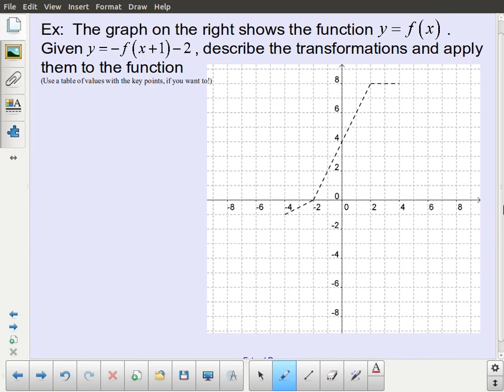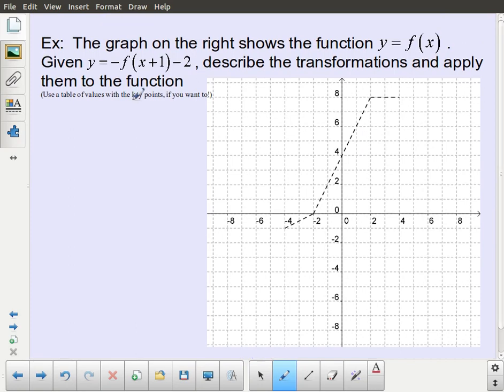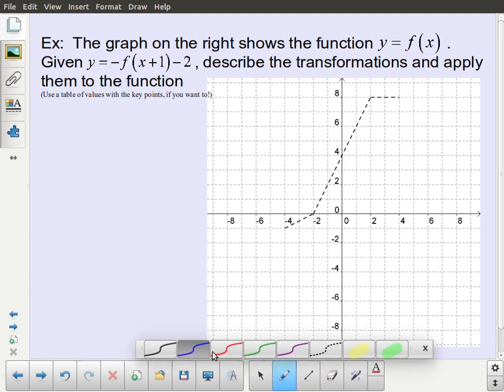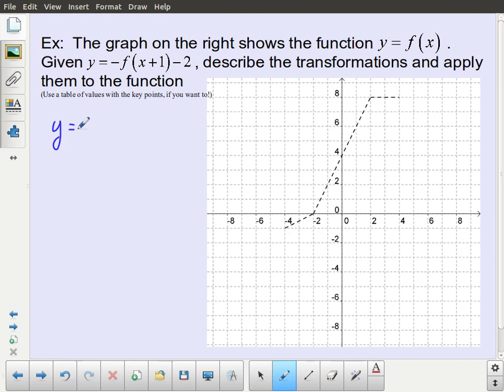Okay, now we can get into some very strange stuff. So here I have this, it is a function, it passes the vertical line test, but it's not a function that we are prepared to describe using an equation, certainly not yet. But I do want to describe the transformations. So it's y equals negative f(x plus 1) minus 2. I'm going to read it from left to right. So my first transformation is there, my second one is there, my third one is there.